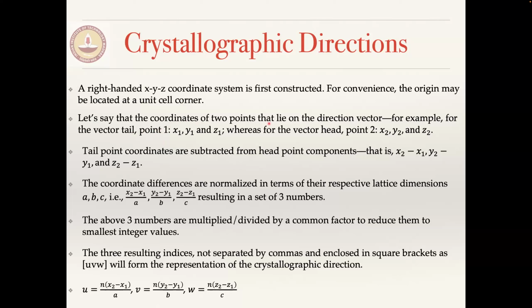And let's say that the coordinates of 2 points that lie on the direction vector, for example, the tail is x1, y1, z1, and the head is x2, y2, z2. Then you simply take x2 minus x1. So you subtract tail point from head point. This is what we regularly do. And the coordinate differences are normalized in terms of the lattice dimensions A, B, C. And that will give you 3 numbers. And these 3 numbers are multiplied or divided by a common factor to reduce them to smallest integers. So that common factor could be n. This is how you could do it.